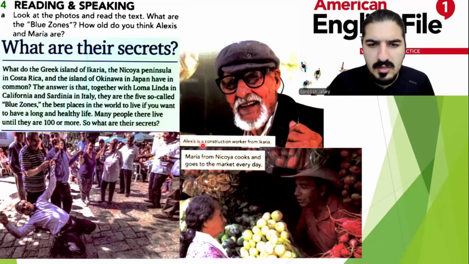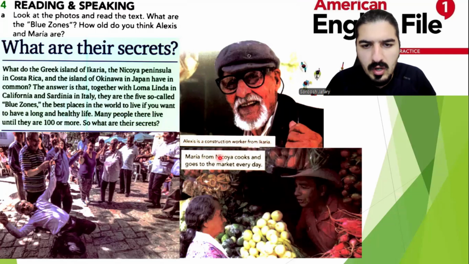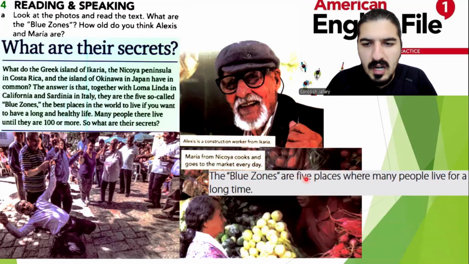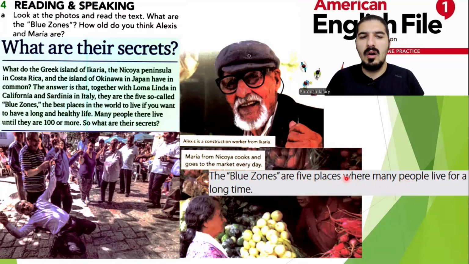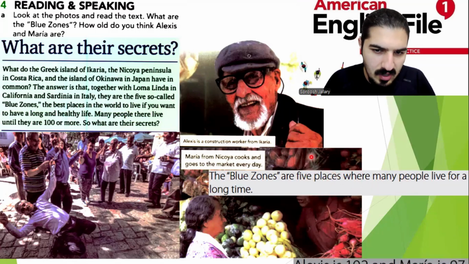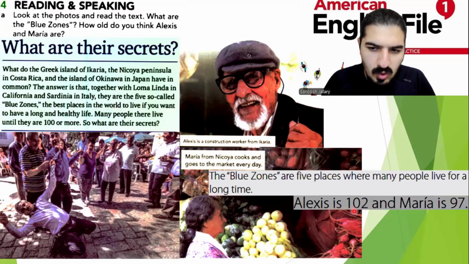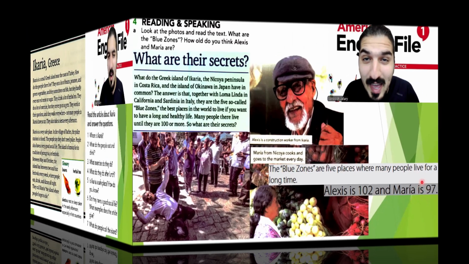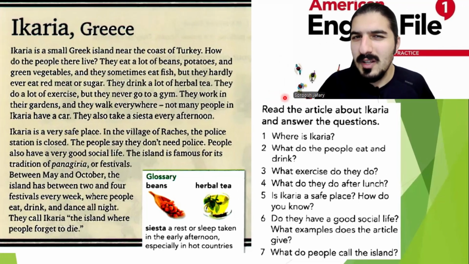Okay, Alexis is a construction worker from Ikaria, and Maria from Nicoya cooks and goes to the market every day. Okay, so the blue zones are supposed to be the 5 places where people live for a long time. And I guess from looking at them, well, Alexis is 102 and Maria is 97. Can you believe that? Okay, it's very hard to believe, but let's see their secrets.